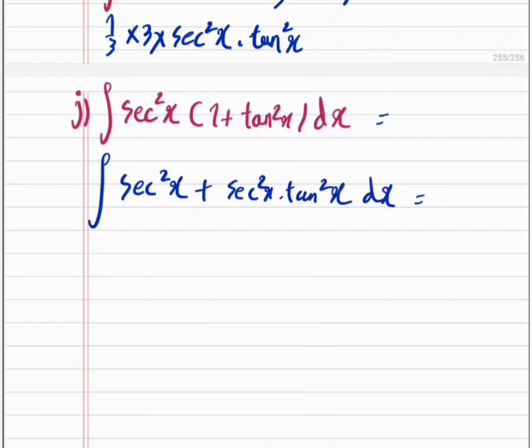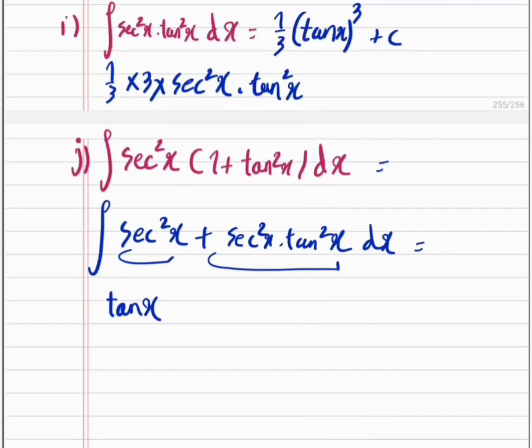Okay, so here is interesting because sec squared x essentially integrates to tan x, because sec squared x is the derivative of tan x. So this part is simply a standard result. So it integrates to tan x. And then this part is what we just solved in part I. So sec squared x tan squared x integrates to 1 over 3 tan cubed x plus c.